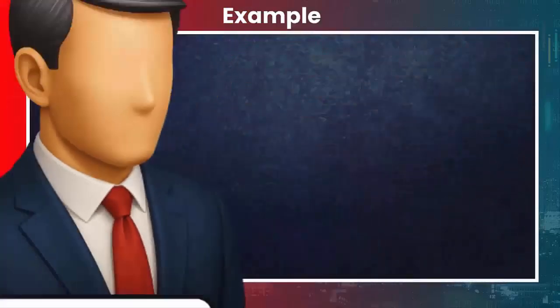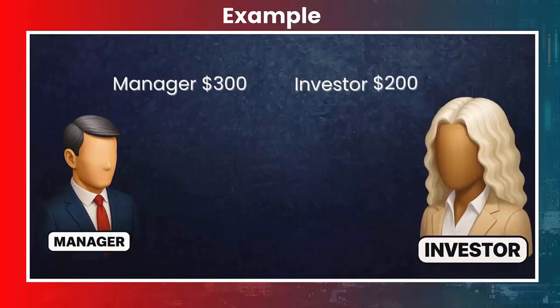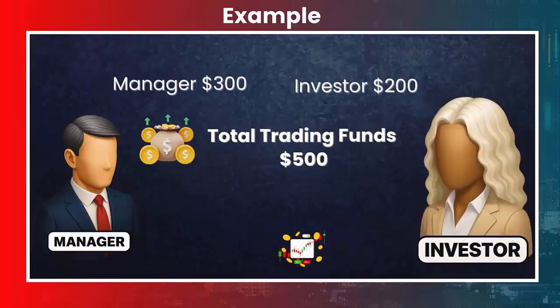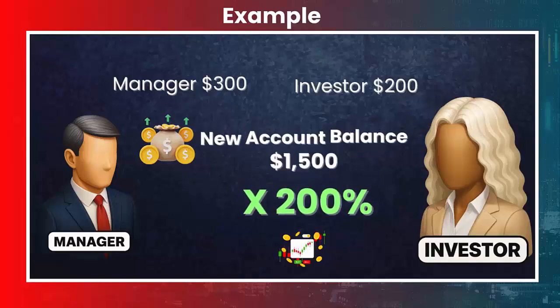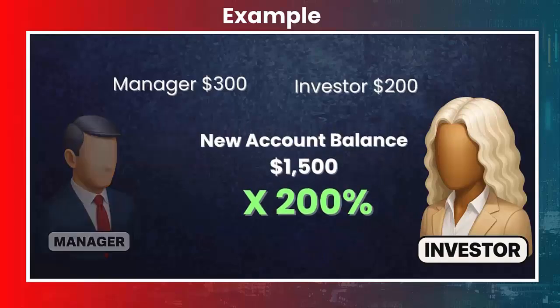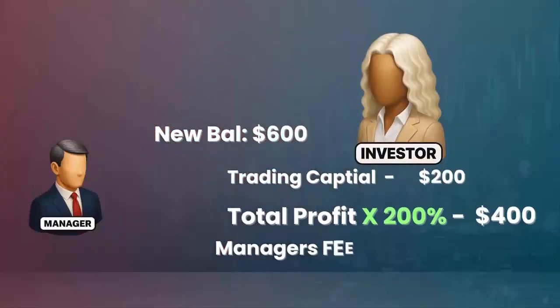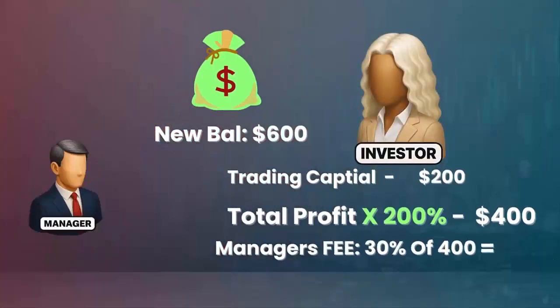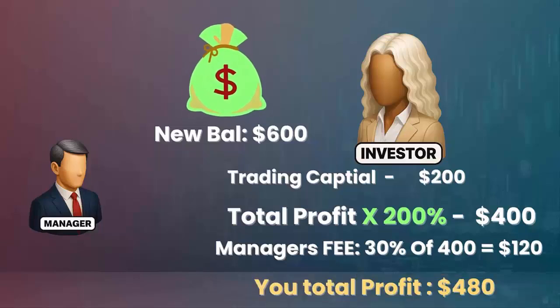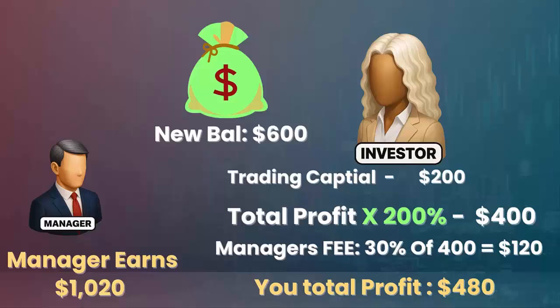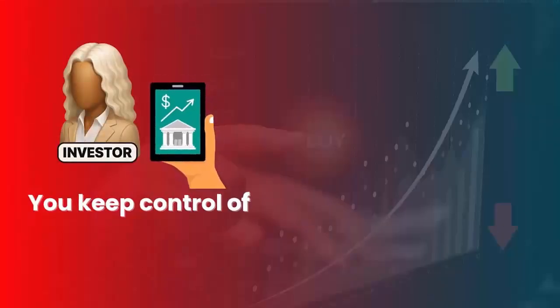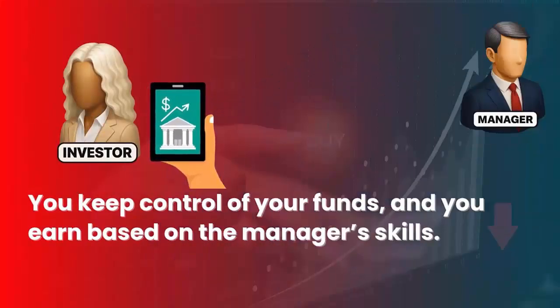Example, the manager invests $300, and you invest $200, equals $500 total. After successful trading, the account grows by 200% to $1,500. You now have $600. The manager gets a 30% fee from your $400 profit, equals $120. Your final gain, $480. The manager earned $1,020. It's that simple. You keep control of your funds, and you earn based on the manager's skills.